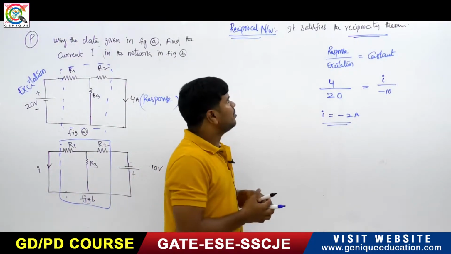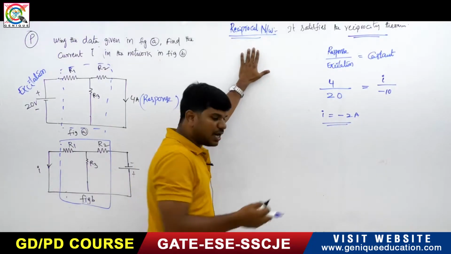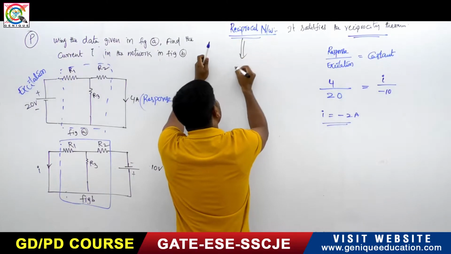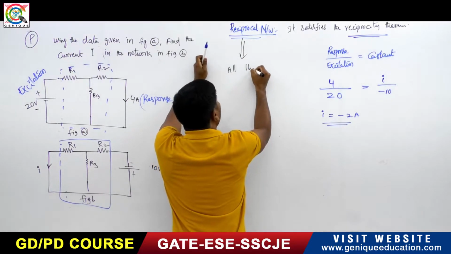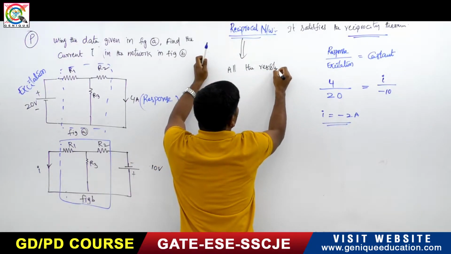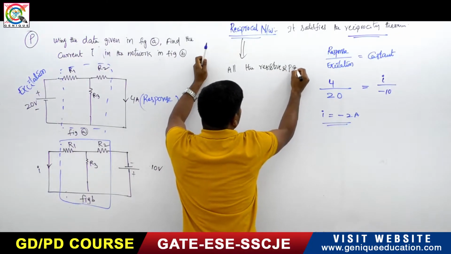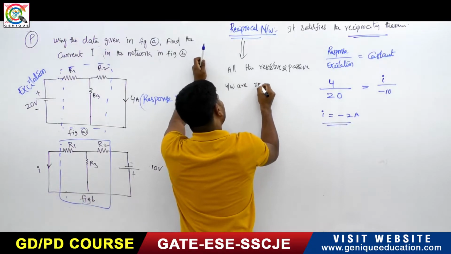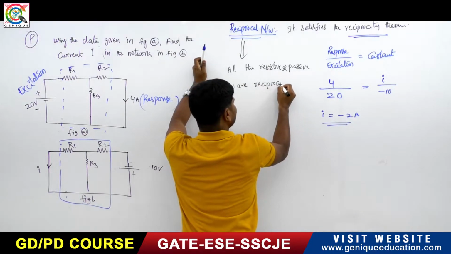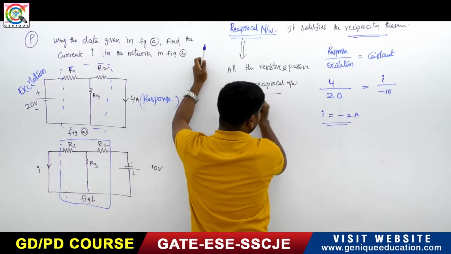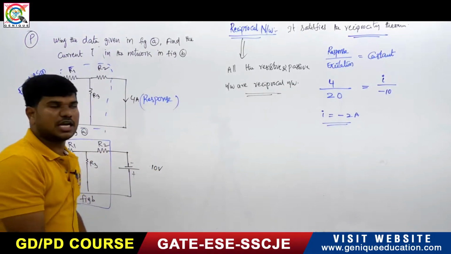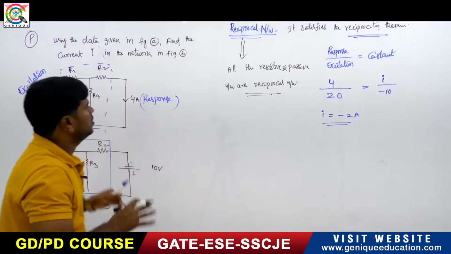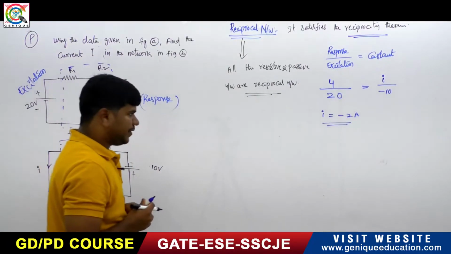Okay? So you should remember that all the resistive networks, all the resistive and passive networks, are reciprocal networks. Okay? So this is the point. All the reciprocal networks satisfy the reciprocity theorem. Right? So this is the thing you have to identify.